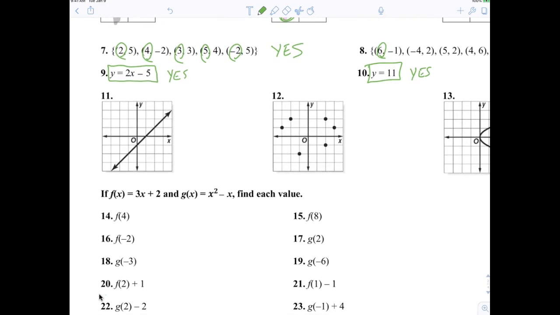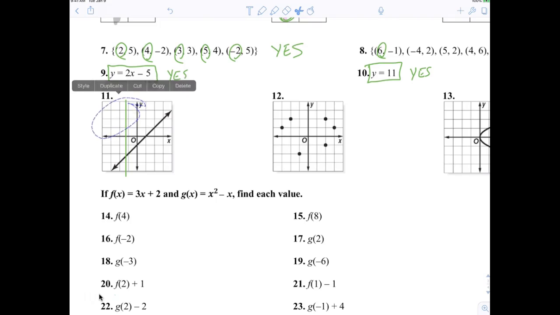All right, now for 11, 12, and 13, we have the actual graphs. So now the quickest way to determine whether it's a function or not is to draw a vertical line. Look right here, guys. See this vertical line? When you draw a vertical line, if it crosses in one spot, it's a function. So is this a function? Yes. Because it only touches at what? Everything only touches at one point. Very good. Couldn't have said it better myself.